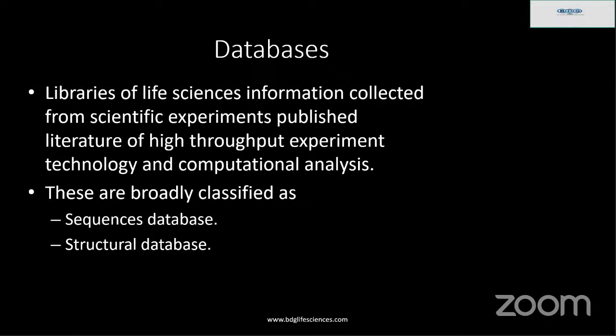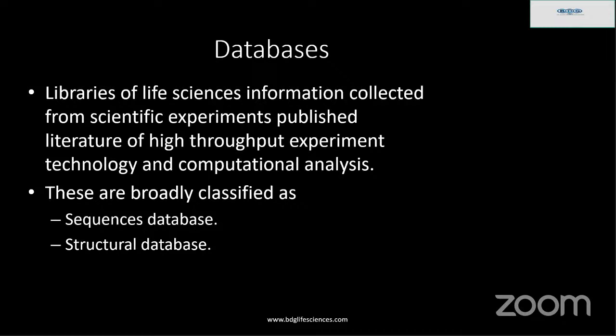Okay. So basically, a library of life sciences means the database is nothing but a library of information which is based on scientific experiments. So the source of information is scientific experiment. And they are broadly classified as sequence database and structured database. Okay, so they are also classified as primary and secondary. Primary means like NCBI and all, the main consortium. Secondary means developed.